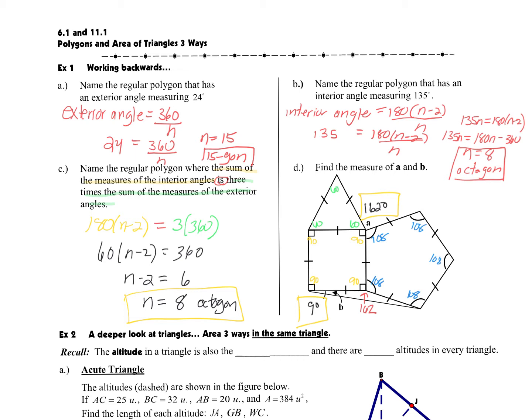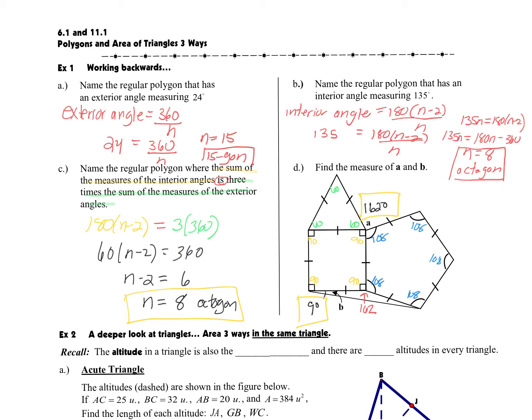Next one here, name the regular polygon that has an interior angle measuring 135 degrees. The interior angle is equal to 180 times n minus 2, divided by n. So we're going to put in 135 and multiply. That gives us 135n is equal to 180n minus 360 when we distribute. We solve that to get n equals 8, which is an octagon.